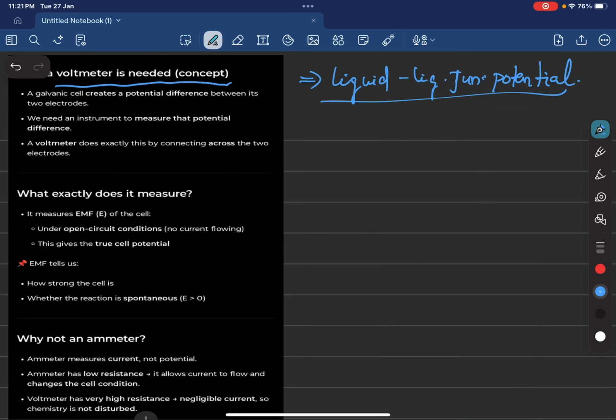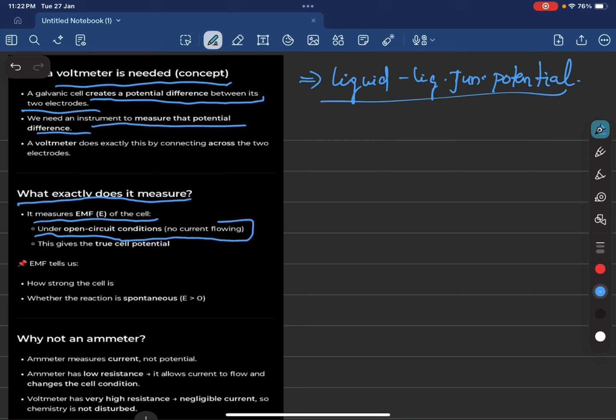Why can't we use an ammeter in the place of a voltmeter? Very simple. Or what is the work of a voltmeter in this galvanic cell? See, the galvanic cell creates potential difference between two half cells or two electrodes. We need an instrument to measure that potential difference, so we use a voltmeter. Its main purpose, in the case of galvanic cell or Daniel cell, is to measure the EMF, the electromotive force of the cell, under open circuit conditions. Here no current is flowing.